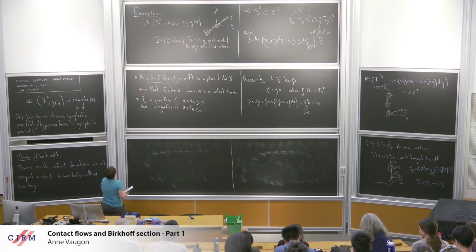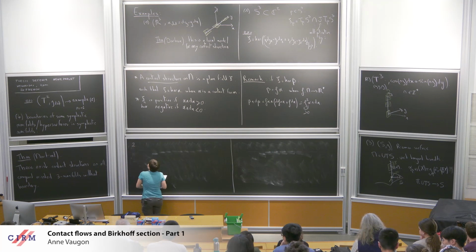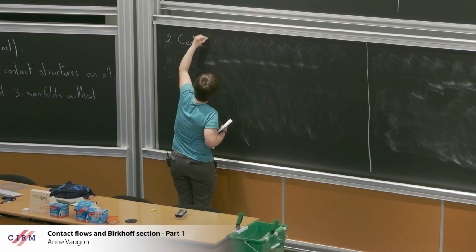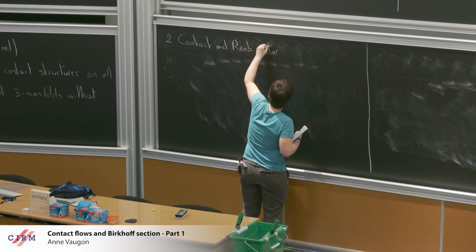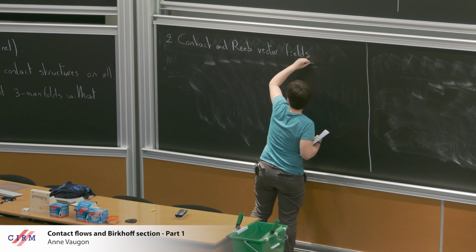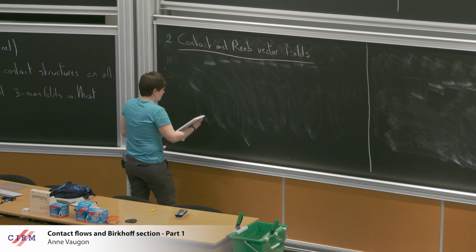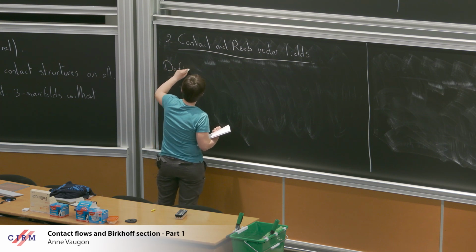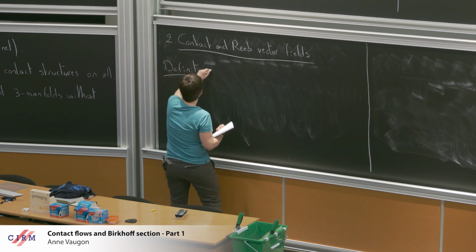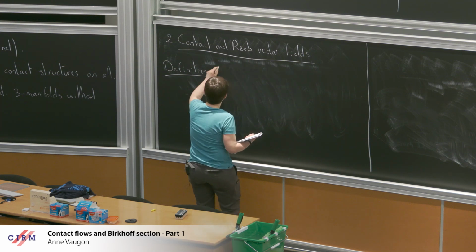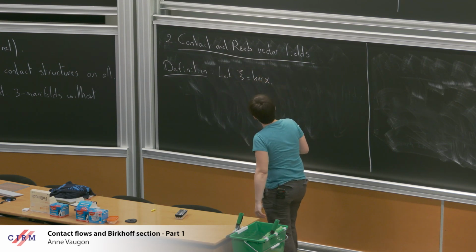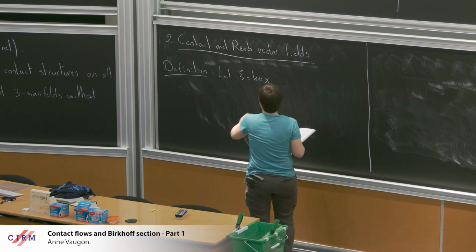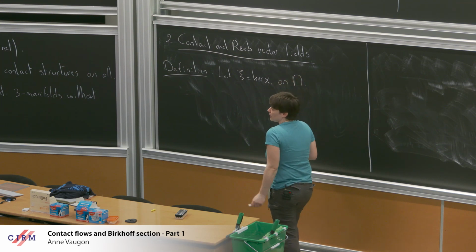So now I will turn to contact and Reeb vector fields. So let's start with the definition of the Reeb vector field. So I consider a contact structure xi with a preferred contact form alpha on my manifold M.